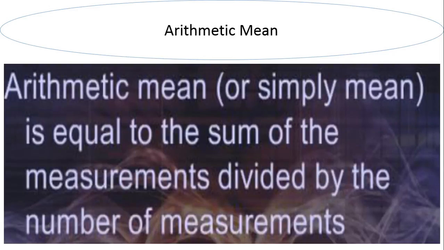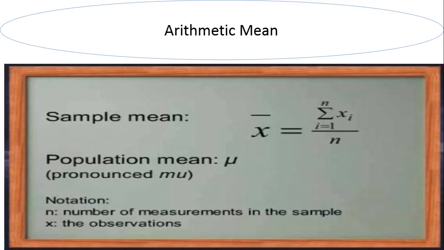number of measurements. So mathematically, you can see on your screen how to compute a sample mean. A sample mean is equal to the sum of observations divided by the total number of observations. The population mean is calculated as you can see on your screen.